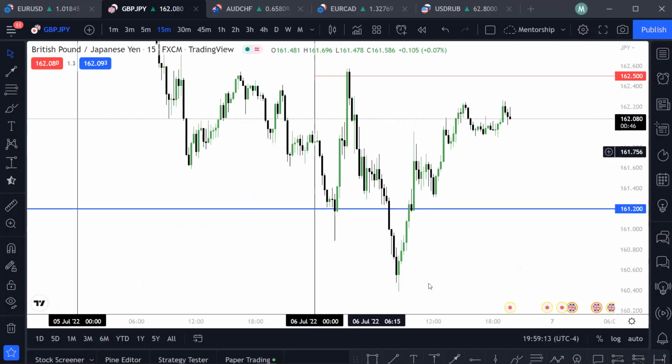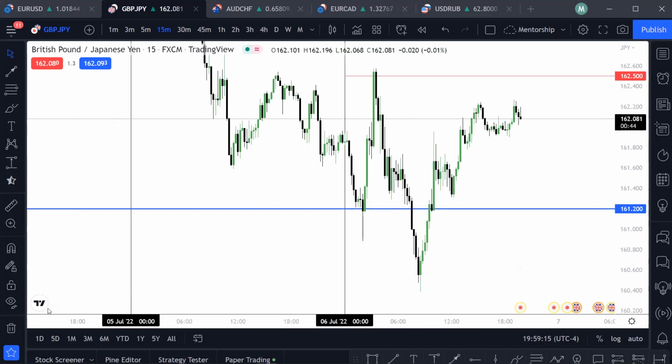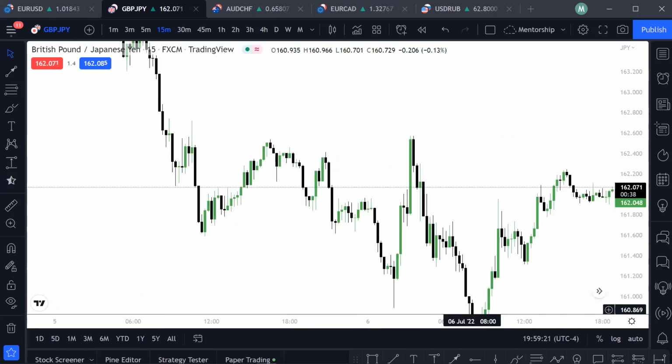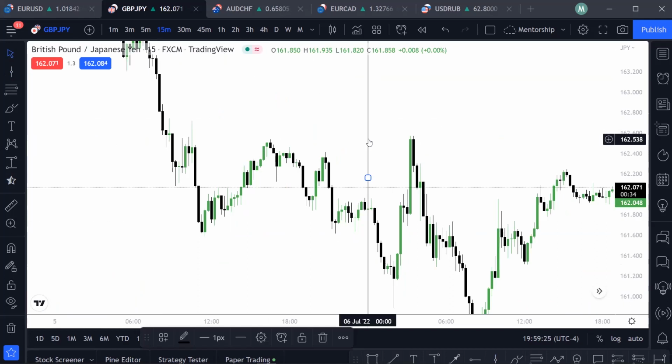So this is the GBP/JPY. Let me delete all that stuff. So what time of the day? We're going to mark midnight there. Okay, we're going to mark midnight there.